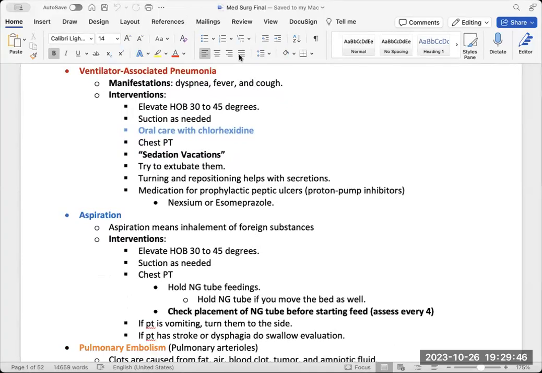We could elevate the head of the bed because it's respiratory. It's still going to promote oxygenation and breathing. What else could we do? Rinse their mouth with chlorhexidine, to prevent any sort of infection that they might get that seeps into their airway from the ventilators. What else can we do?